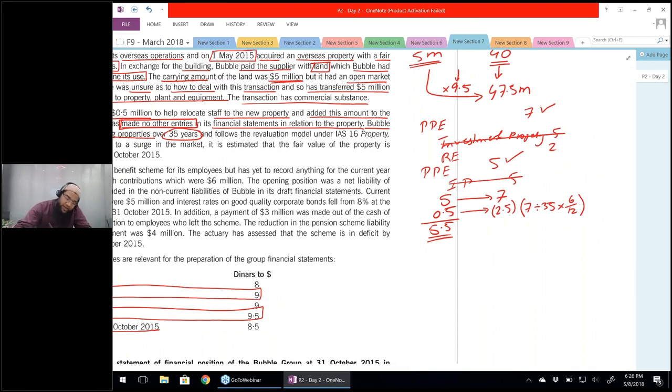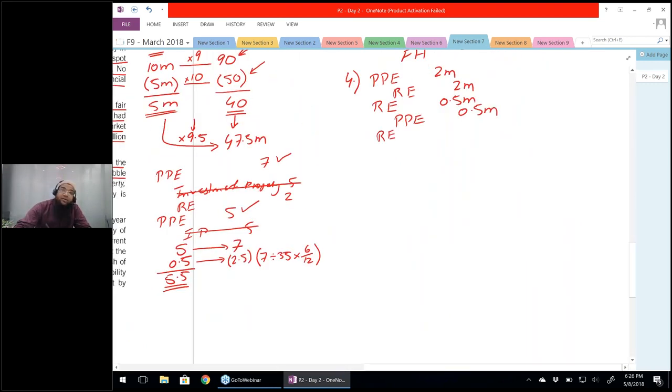For that we need to make an entry as retained earnings debit, property, plant and equipment credit by $2.5 million. So now our asset is at $4.5 million. The question had recorded it at 5.5. According to us, it should be at 4.5.